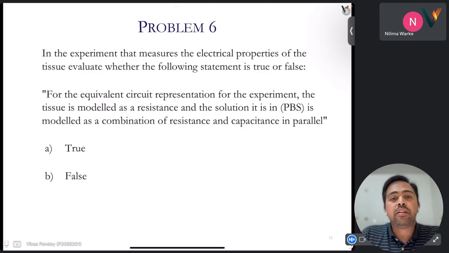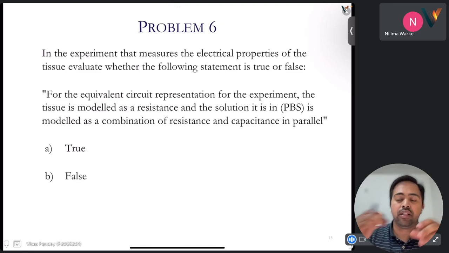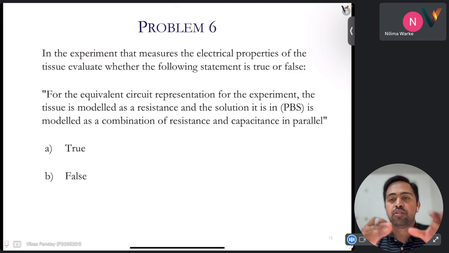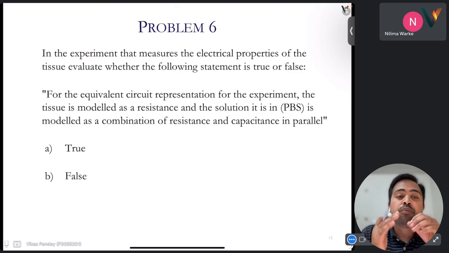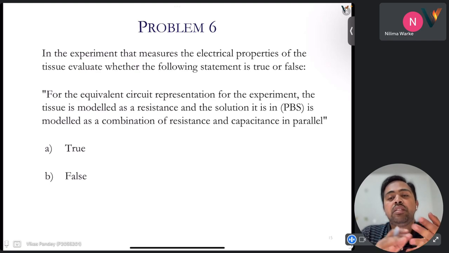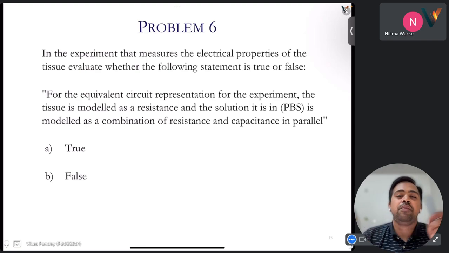In the experiment that measures the electrical properties of tissues, evaluate whether the following statement is true or false. For the equivalent circuit representation for the experiment, the tissue is modeled as a resistance and the solution, the tissue dissolved in PBS solution, is modeled as a combination of resistance and capacitance in parallel. Is it true or false?